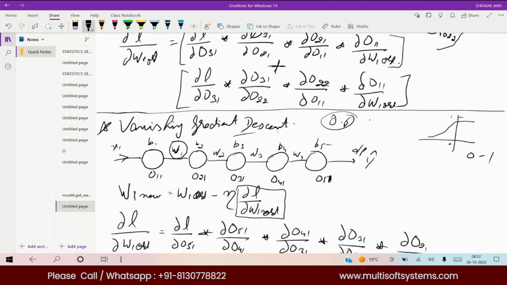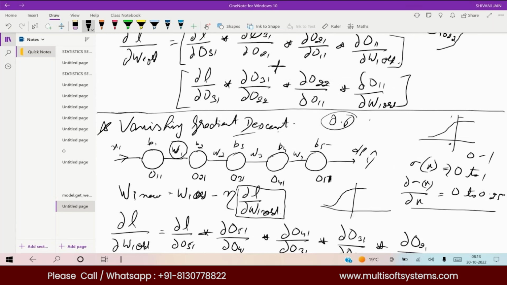But when you are going in the backward direction, we have to calculate the derivative of the sigmoid function also. The value of the sigmoid function is 0 to 1, and the derivative of the sigmoid function will be between 0 and 0.25. In the chart, this is your sigmoid function where the value is 0 to 1, and for the derivative the value will be 0 to 0.25. This is your 0.25, the maximum value.